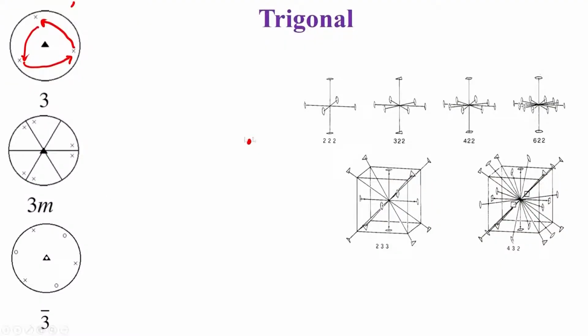So, 2 bar degenerates to mirror, whereas 3 bar will actually be an operation 3 followed by 1 bar. So, 3 followed by 1 bar is not going to generate any mirror symmetry, and therefore, this becomes an independent point group, and this particular point group has 6 equivalent points. So, the trigonal system is now described with respect to the possibility of having one single axis in these 2 diagrams, 3 and 3 bar.